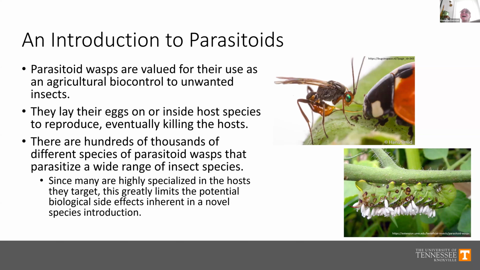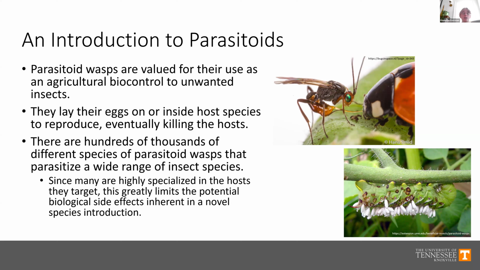Okay, there we go. So first of all, let's talk about what is a parasitoid. Parasitoid wasps are valued for their use as an agricultural biocontrol to unwanted insects. For example, if you have some kind of issue with whiteflies out in your field, you can actually buy a vial of these parasitoid wasps and then release them out in your field, and then they will take care of whatever that pest was.